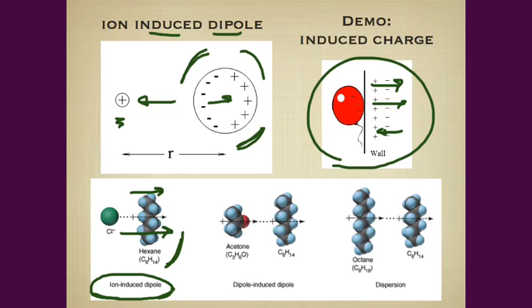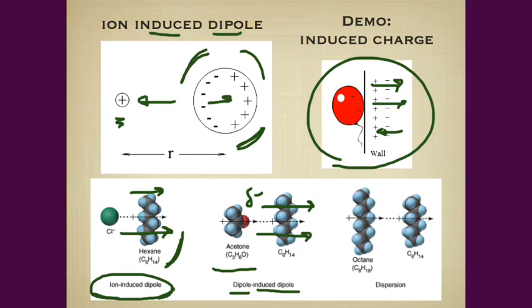So another example would be you have a permanent dipole like acetone, which has a delta negative on the oxygen, and this will repel electrons in the hexane, a nonpolar substance, and again induce a dipole in that molecule. So that's called a dipole-induced dipole.